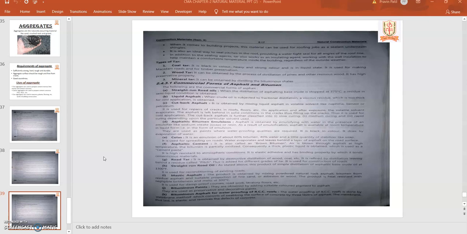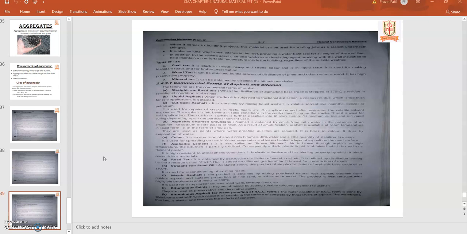So all these types depend on how the asphalt or the bitumen has been manufactured, and at what temperature. Then third, that is cutback asphalt. It is obtained by mixing the liquid asphalt in a volatile solvent like naphtha, benzol or petroleum. So it is used for the repairs of cracks, roofs and floors etc., on application and after exposure.